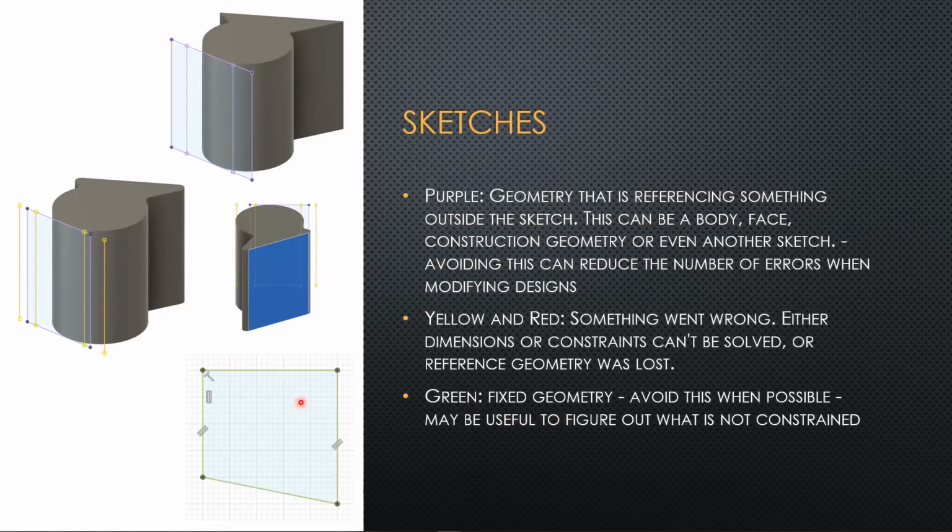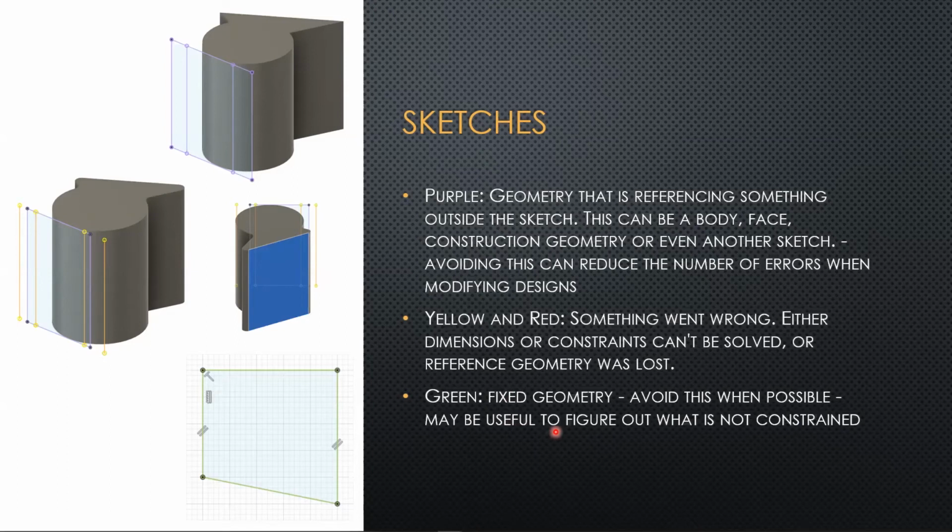So green is fixed geometry. You're just telling Fusion 360 that you want that thing to just stay there. This is another one of those things where you should avoid this when possible. Because you didn't define it, you didn't say this is 10 millimeters, this is at this spot, it's kind of up in the air, and you should be able to achieve similar things by just dimensioning and constraining your parts. There are really 2 cases this is useful.